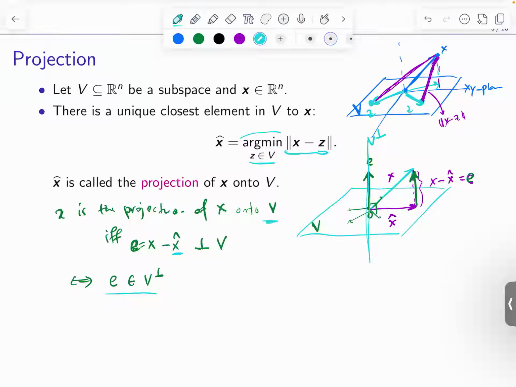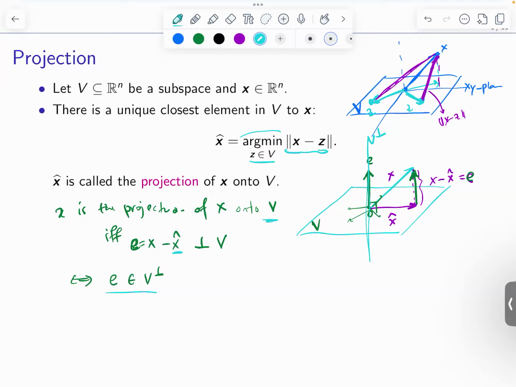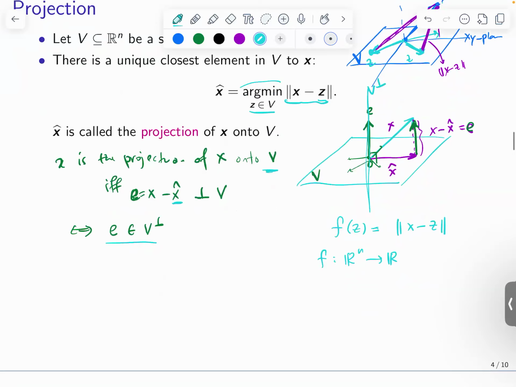Yes. What does argmin mean? So what it means is I'm going to minimize. If you think of a function f(z) that takes a vector and produces the norm of x minus z, this function takes things in Rn to R. This is like a cost function. You give me a z in Rn to calculate the distance. So I can define the minimum of f(z) as z varies in V. This is the smallest value that it takes. And then I can define argmin, which is the argument that gives me the minimum value.